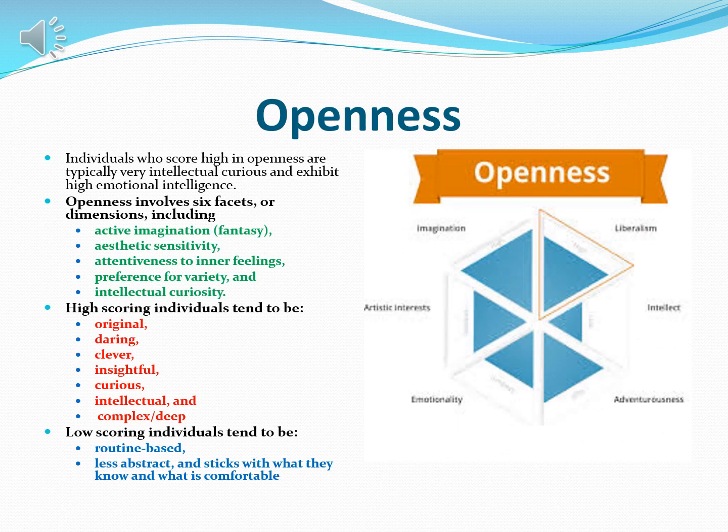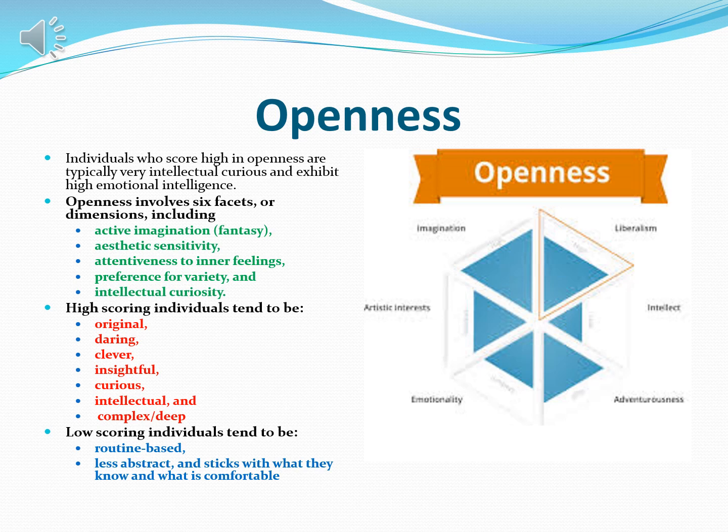The next trait is openness. Individuals who score high in openness are typically very intellectual, curious, and exhibit high emotional intelligence. Openness involves six facets or dimensions, including active imagination or fantasy, aesthetic sense, attentiveness to inner feelings, preference for variety, and intellectual curiosity. These are a few of the dimensions of people who have the openness trait.